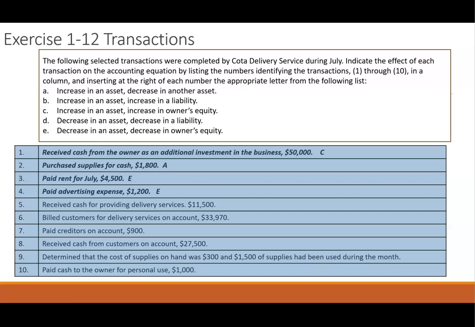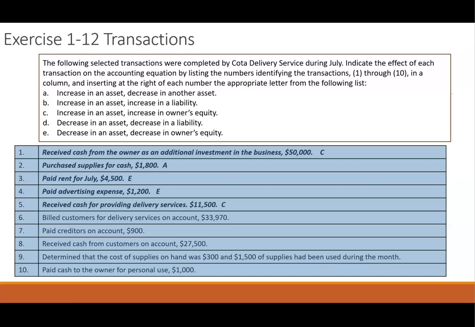Receive cash from providing delivery services. You're increasing the asset cash and you're increasing owner's equity because you're receiving revenues. So that would be C.